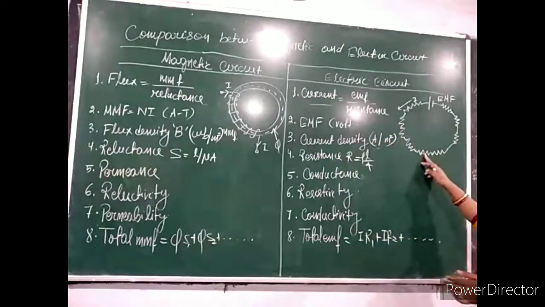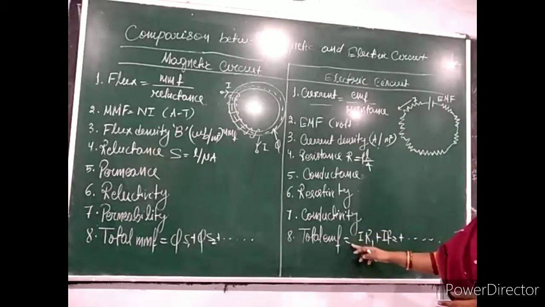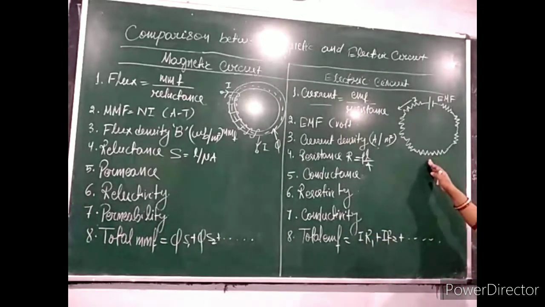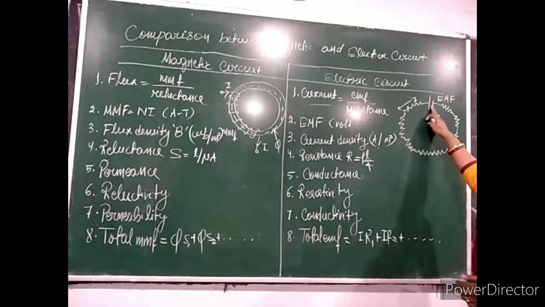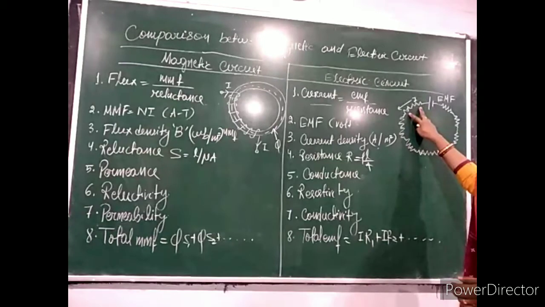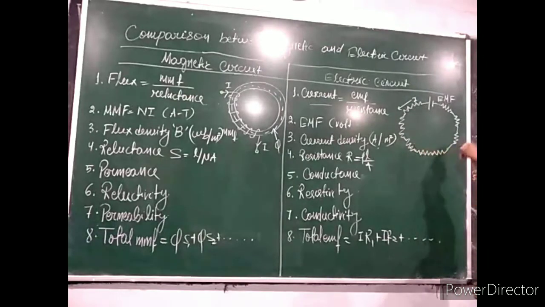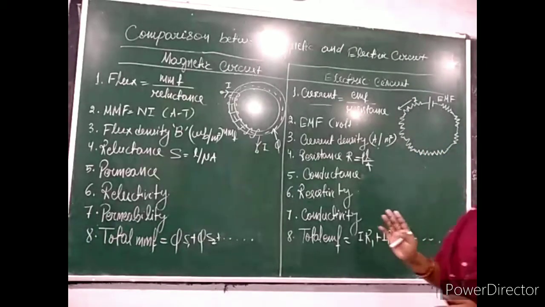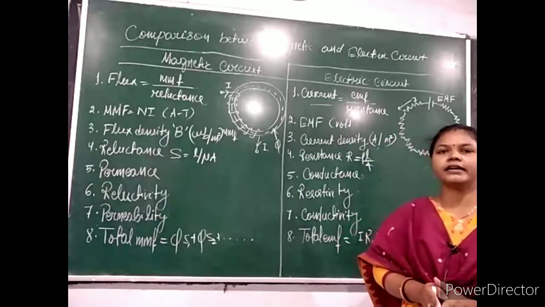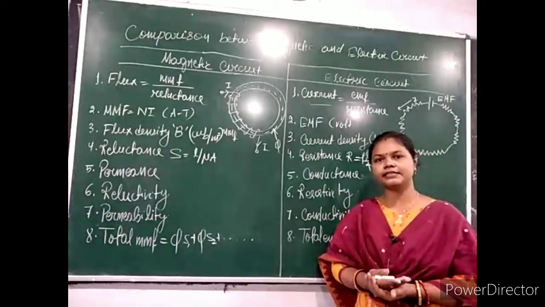Similarly, suppose here I connect n number of resistors in series. So total EMF is equal to the summation of EMFs of the different elements in the given circuit, or you may say that the total EMF is equal to IR1 plus IR2 plus IR3 and so on, as the same current flows through this path because the resistors are connected in series. So this table shows the comparison between electric and magnetic circuit, meaning what similarities there are.